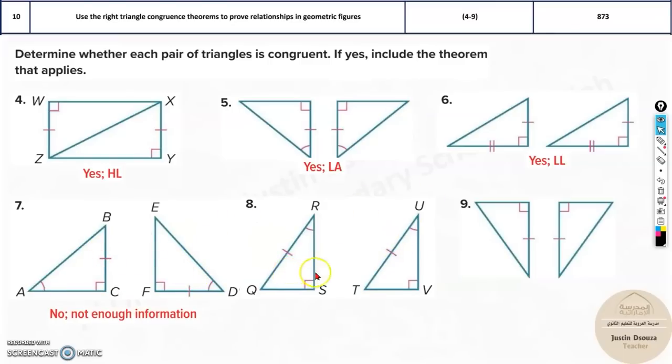Now let's look at this one. Over here we have a right angle and hypotenuse. Angle and hypotenuse is HA. Yes, that is congruent. We have seen the congruency. And last one over here, we have 90 degree. Okay, that is fine. We have been told this leg and this leg are equal. But is there anything else given? No angle, no leg. So no, not enough information again, because we just know a right angle and an angle. So this is how we can easily solve them.